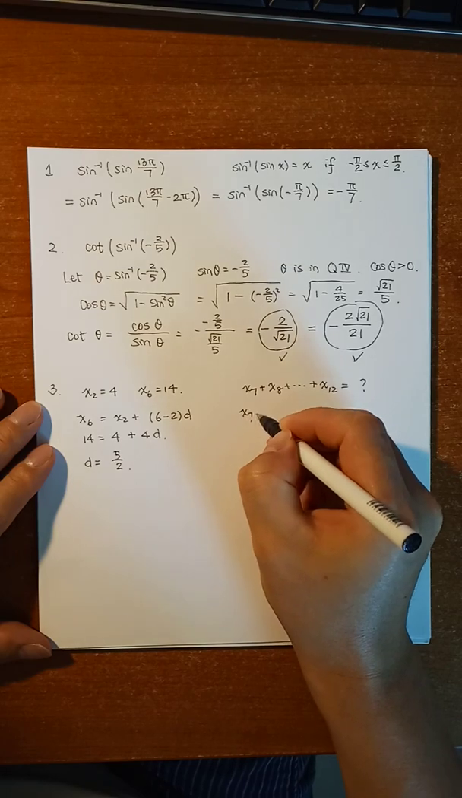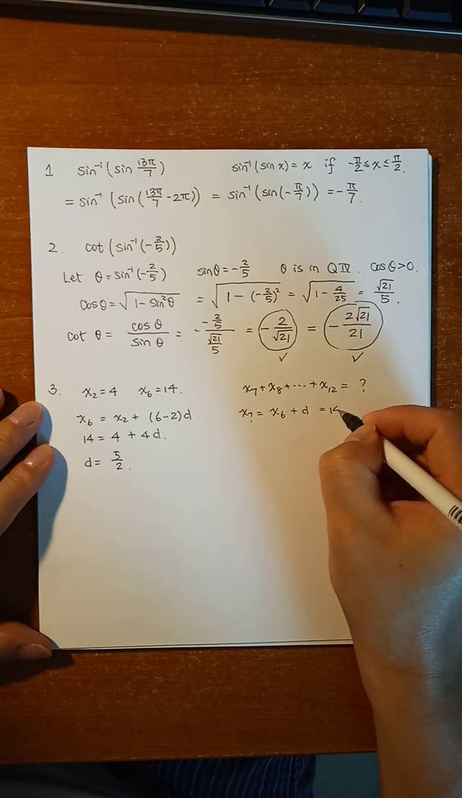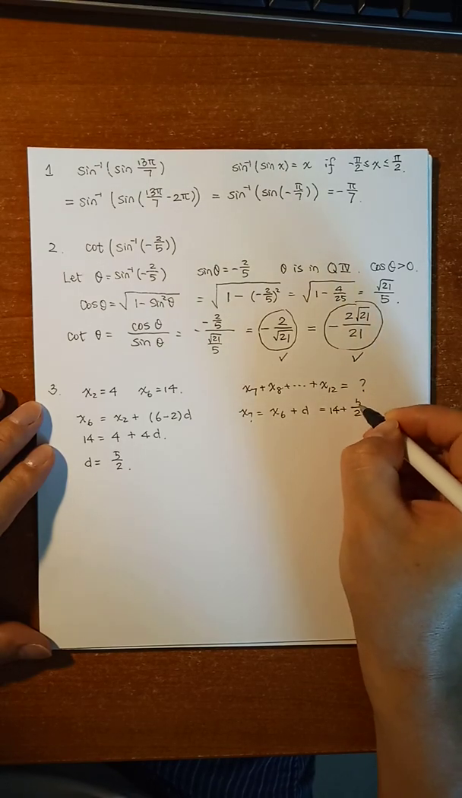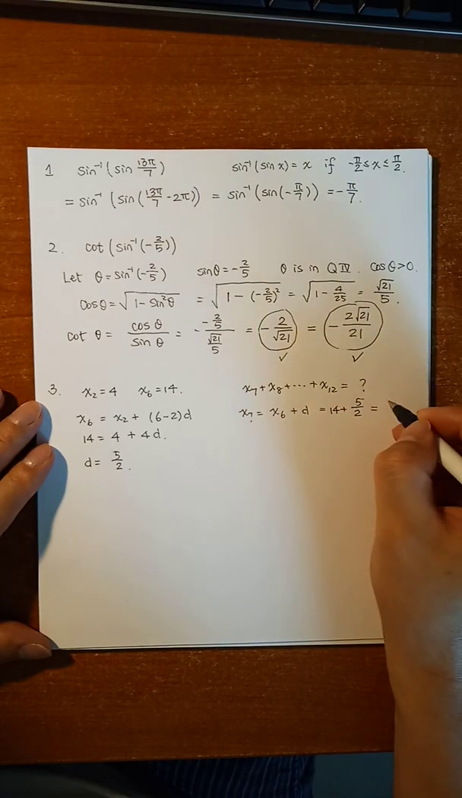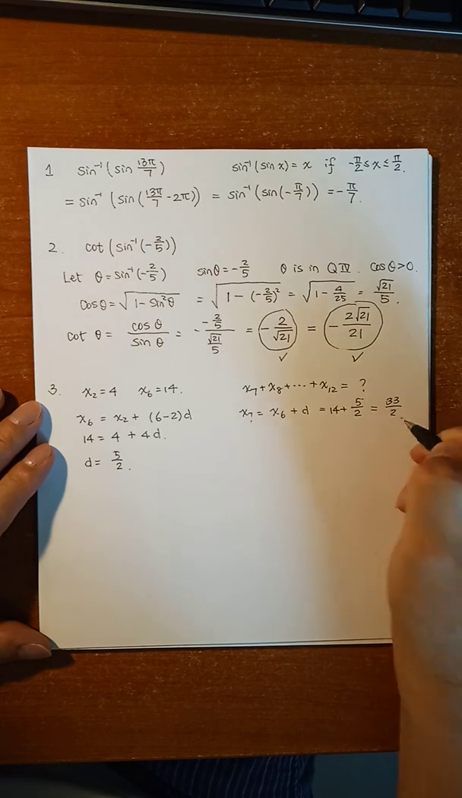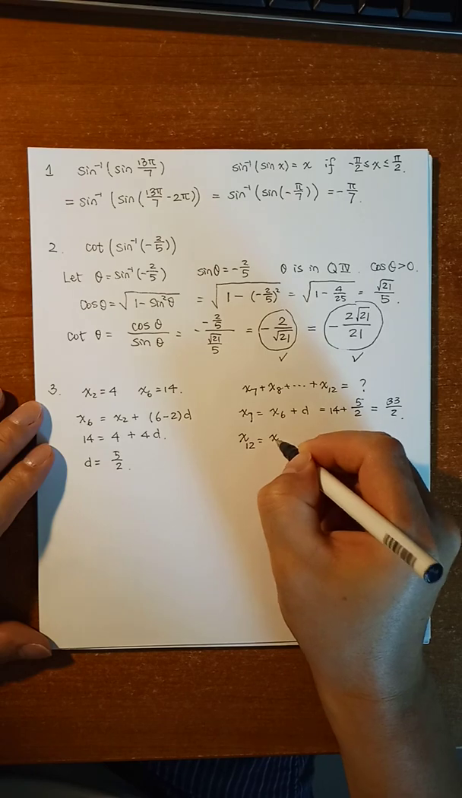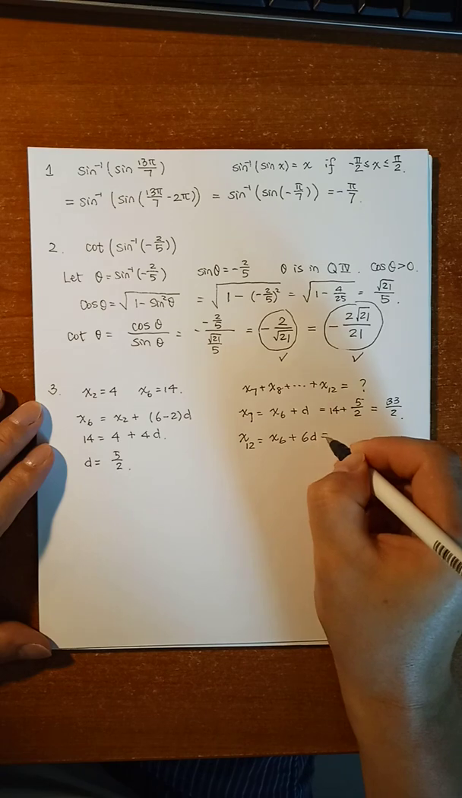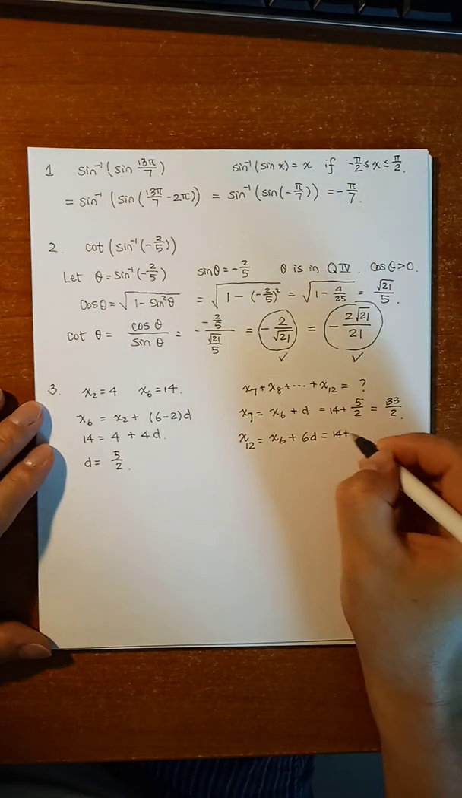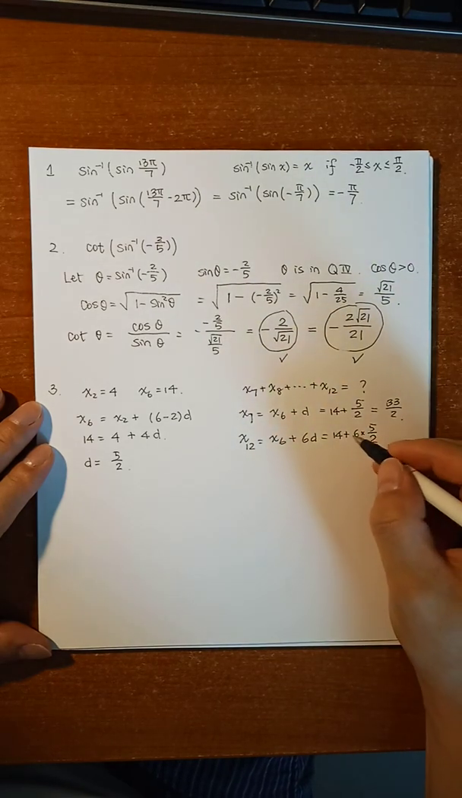Then we can compute x7 as x6 plus d. So it's 14 plus 5 over 2. What is it? It's 28 plus 5 over 2, so 33 over 2. x12 is x6 plus how many d? 12 minus 6 is 6d. So it's 3 times 5, 15. 15 plus 14 is 29.